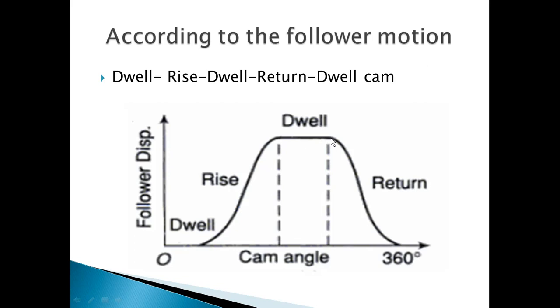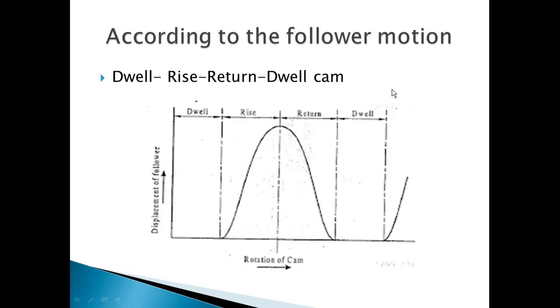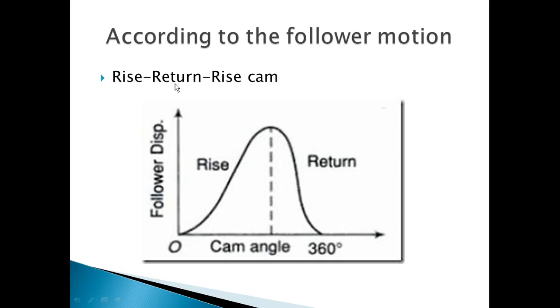And as soon as this 60 degrees is over, it tries to move in a downward direction, so it is called the return. So that's why the follower motion is dwell, rise, dwell, return, and dwell, and on the basis of that the cams are classified or categorized. The second one is the dwell-rise-return-dwell cam. In this case, the first portion is dwell, the second portion is rise, the third portion is return, and the fourth portion is dwell. This is the motion of the follower, and on the basis of the motion of the follower, the cam is described.